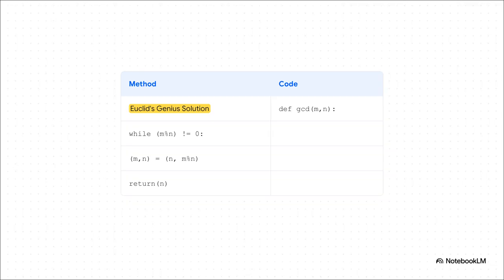And just look at what that insight does to the code. This is it. This little loop is the whole recipe. It just says, as long as there's a remainder, keep replacing your pair of numbers with the smaller number and the new, even smaller, remainder. The moment the remainder hits 0, boom, you're done. The answer is right there. It's concise, it's elegant, and it is blazingly fast.